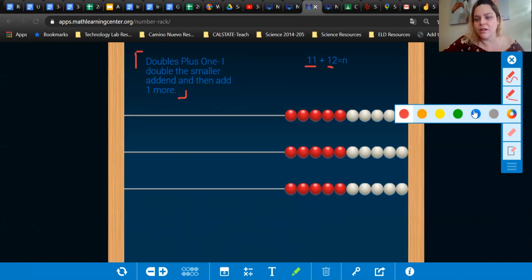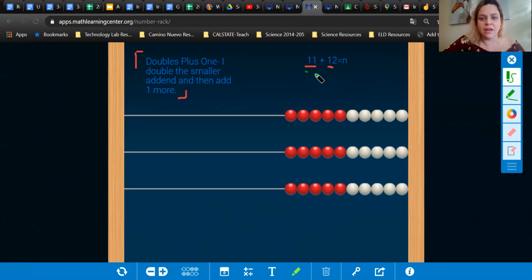So I'm gonna grab another color. So this is my smaller addend. And it says to double that one. So I'm gonna double that smaller addend. Okay, and then I have to add 1 to get my answer. So I'm gonna write that down. And then this equation that I just came up with, right, from doubles plus 1, I know is the same as 11 plus 12. But let's just make sure.